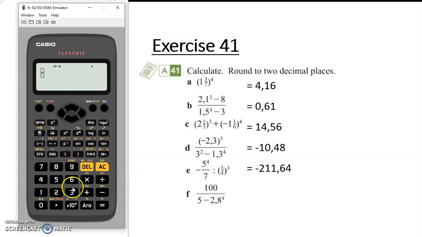The last one, exercise F. A fraction again, 100 in the numerator, and then in the denominator 5 minus 2.8 to the power of 4. And that's it. Equal symbol, and this is the answer, minus 1.77. And that was exercise 41.